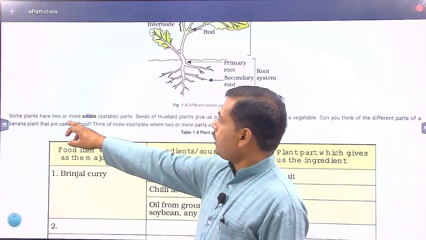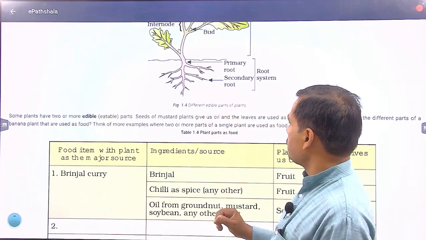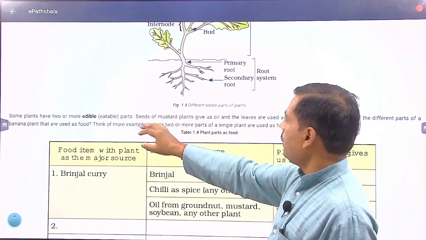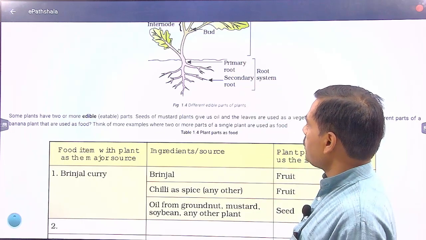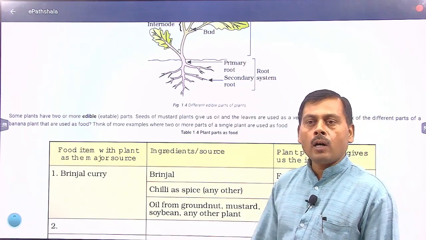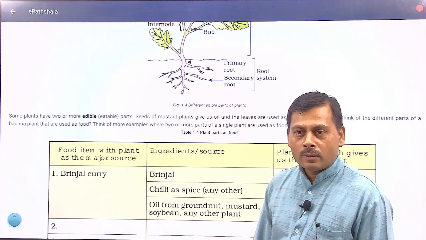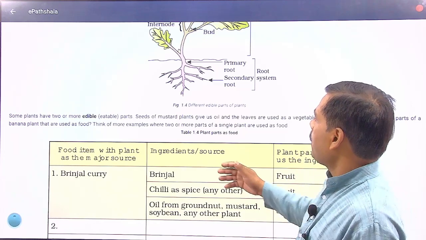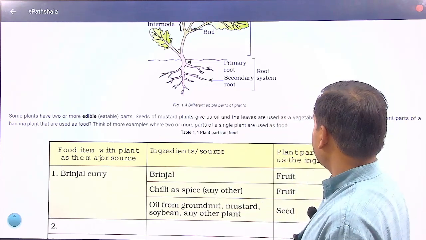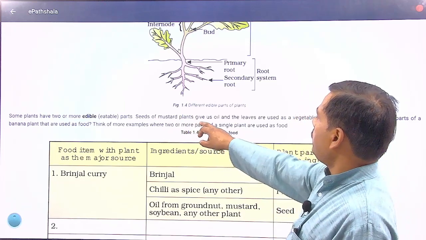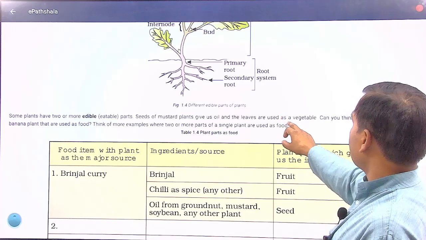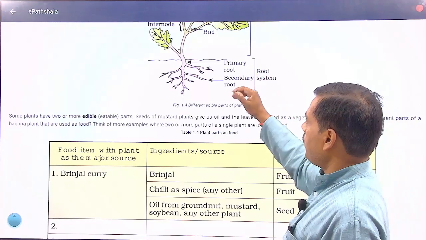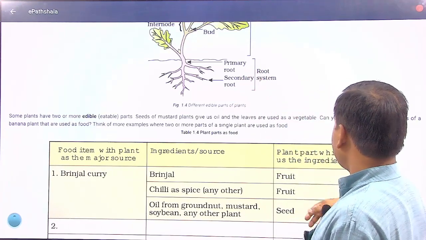Some plants have two or more edible parts. The mustard plant also has two or more edible parts that are eaten by us. The seed of the mustard plant gives us oil, and the leaves are used as a vegetable. So two parts of the mustard plant are used by us for eating.